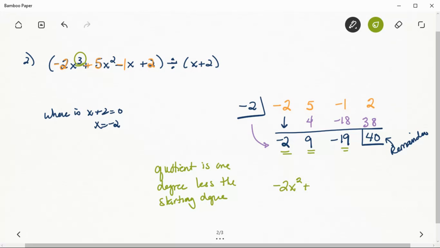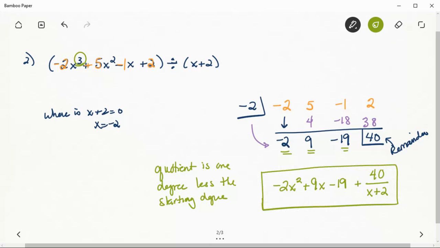Our next term of 9 is the coefficient for x. Our -19 does not have an x value. And now we have a remainder of 40, and just like with long division, we leave that over our divisor, which is x plus 2. This is now our final answer, our quotient for this polynomial divided by x plus 2.